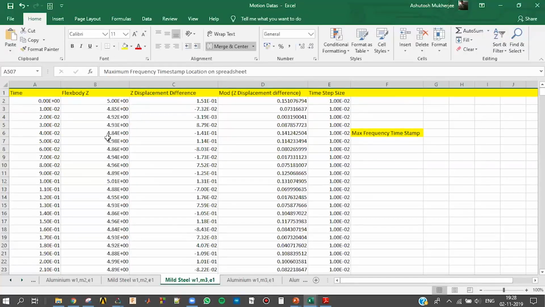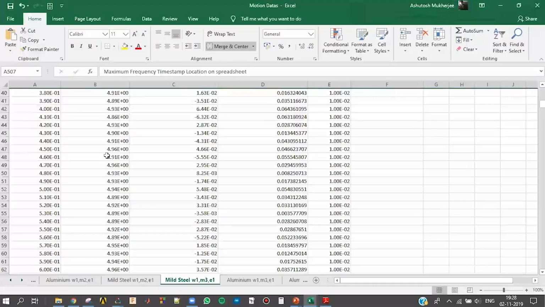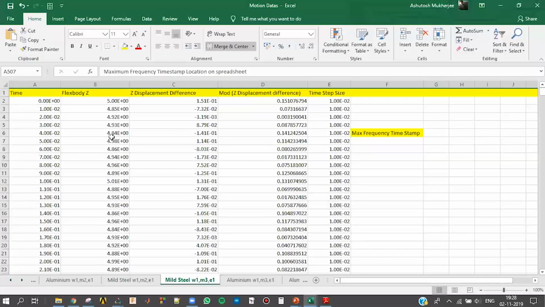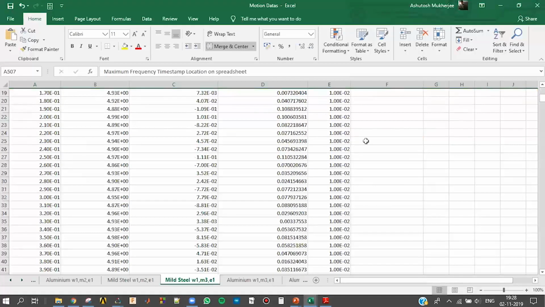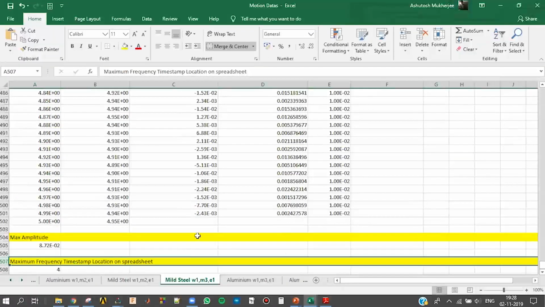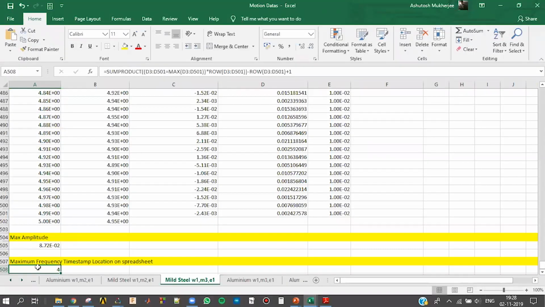The maximum value plus the minimum value divided by 2. So this gives us the maximum amplitude that we are getting for a particular case. To calculate the maximum frequency time step, we have calculated the differences which exist when a flexible body goes from one location to another, and there's a particular Excel formula to calculate the location of this maximum displacement.